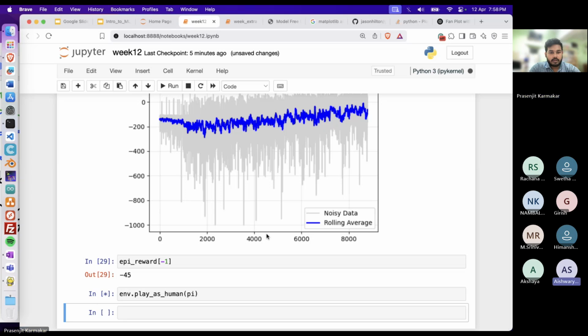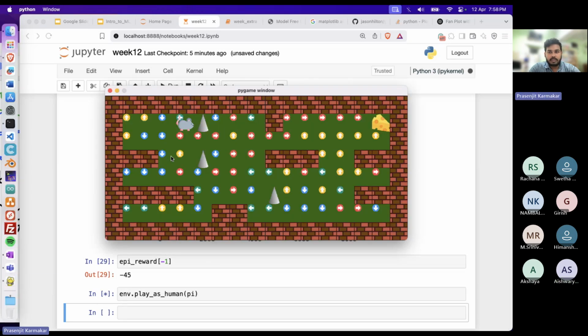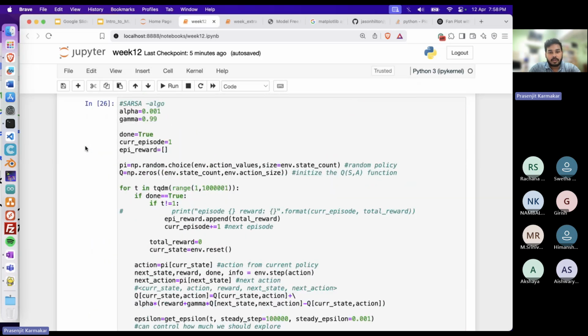Okay, not this is the policy it learned. So it learned up till here, not the initial states. So what can be the problem? Maybe I need to play for more number of episodes.